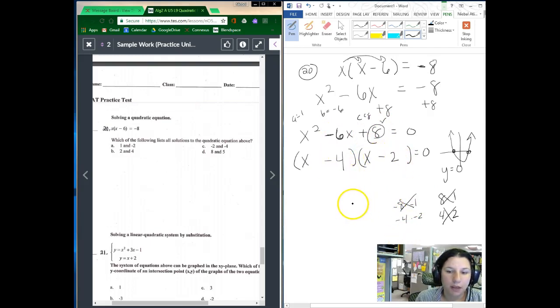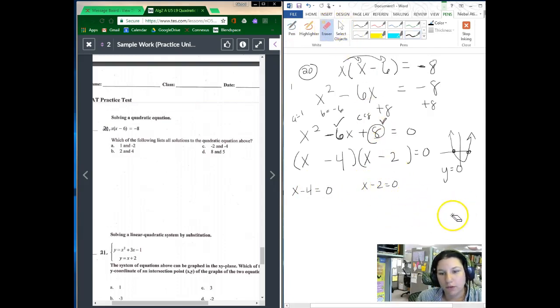What happens when we do negative 4 and negative 2? Negative 4 times negative 2 is positive 8, and negative 4 minus 2 is a negative 6. So that's the one I want to go with. It didn't say to factor, it says to actually solve. So we have x minus 4 times x minus 2 equals 0. If the product of those equals 0, then it follows logic that the individual pieces must be equal to 0.